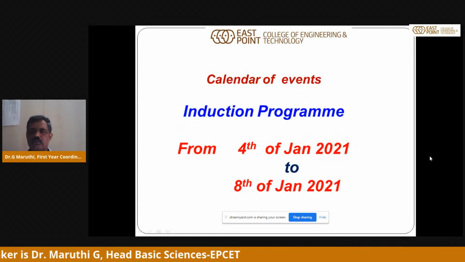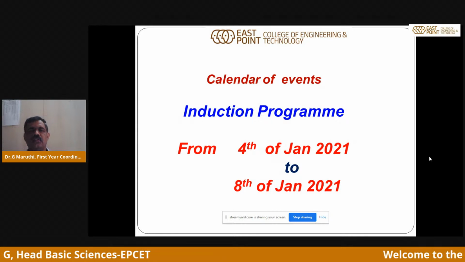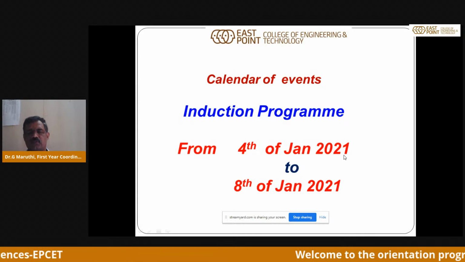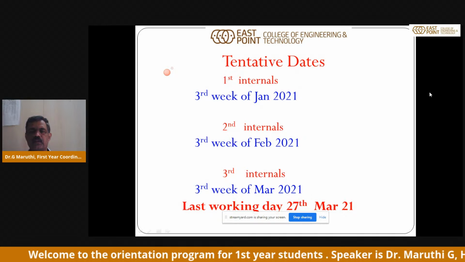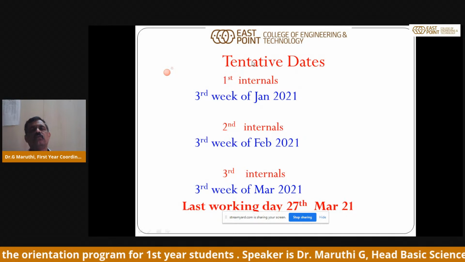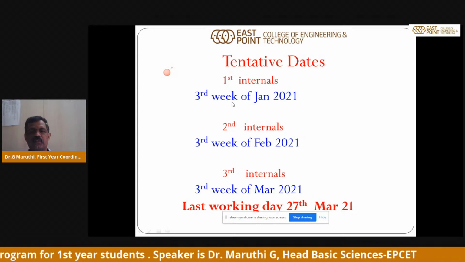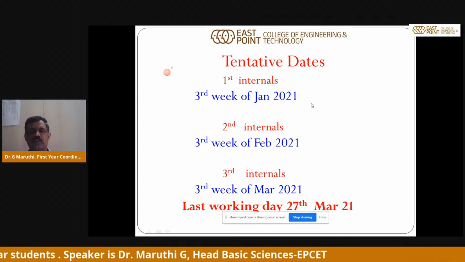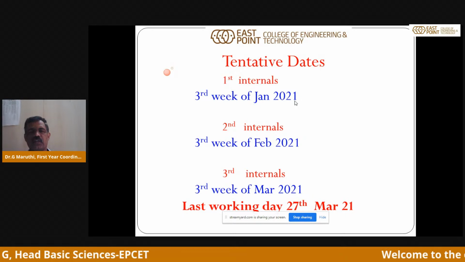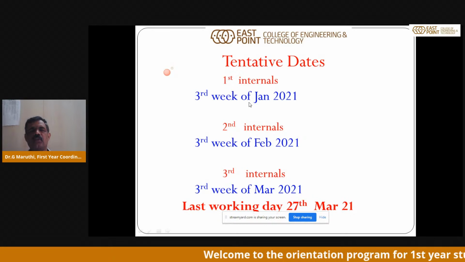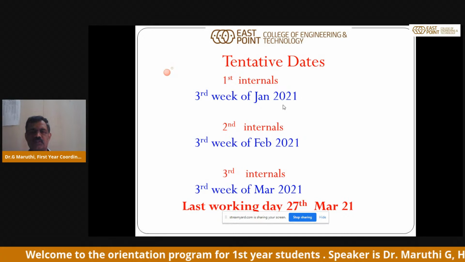Now, if you see the calendar of events, this is the induction program schedule. It is going on. Our tentative dates, mostly they are going to be finalized in a day or two. Tentative dates for the first internals will be in the third week of January. If you have received your calendar of events, we have mentioned the exact date on which we are going to start the first internals. Generally, it will be in the third week of January. I think it must be 27th or 28th of January.